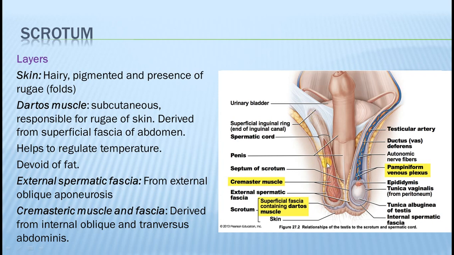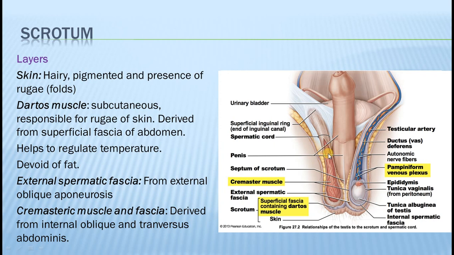The cremasteric muscle itself is derived from the internal oblique and transverse abdominis. The lower detached part of the transverse abdominis and the internal oblique, they are actually present around the spermatic cord and also line the wall of the scrotum. They are formed of a series of U-shaped loops, and sometimes the ascending loop fibers may also get inserted into the pubis. This muscle and the fascia help to pull the testis upwards.